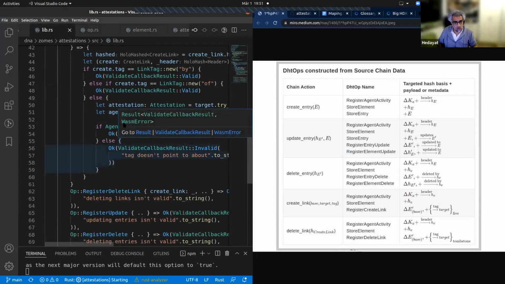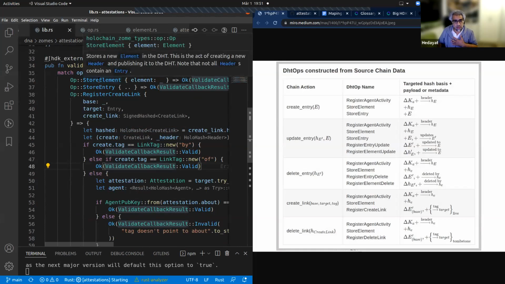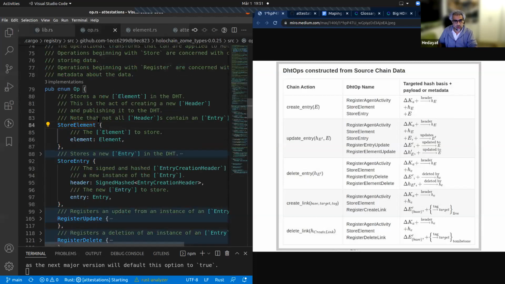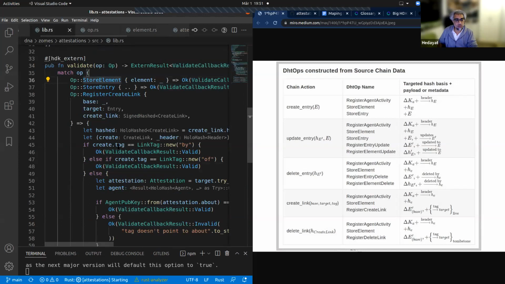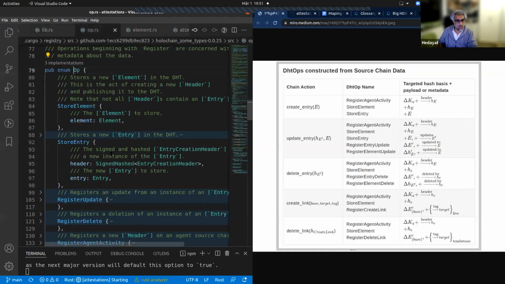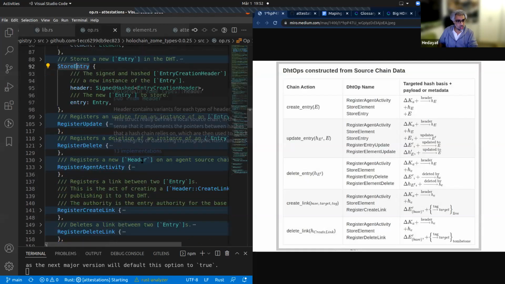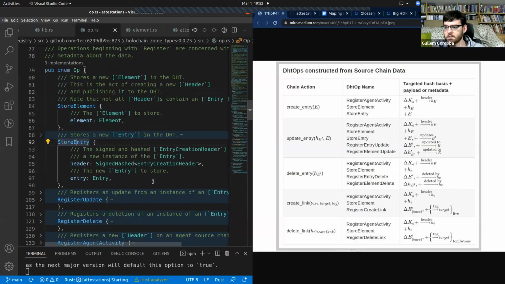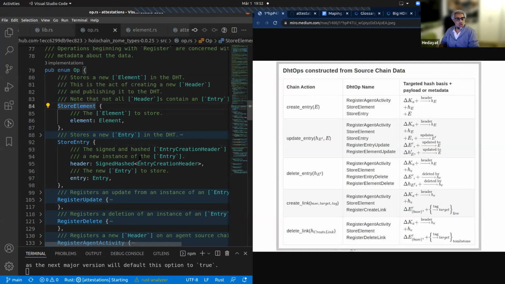My question is that when I receive the store element, it means I'm supposed to validate the element, meaning the header and the entry. Yes. But we have two other operations, one for validate header and one for validate entry. Here, store entry, and there was header. No, there is no header. Like, the element is the header. So, okay.